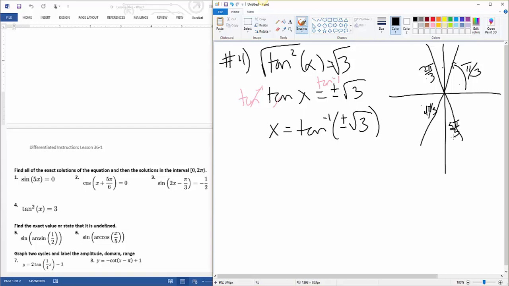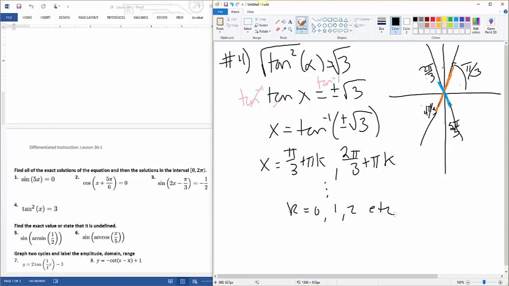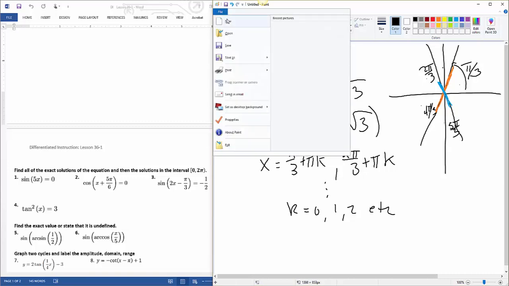And so with tangent, because these two are only pi distance apart, I can simplify that, so I can say x equals pi thirds plus pi k. And on this one, because that one's only pi apart, I can say 2 pi thirds plus pi k, where k is an integer. Remember that, even though I'm not writing it in there, k is an integer. And then you have to go through with k equals 0, 1, 2, etc. All right.